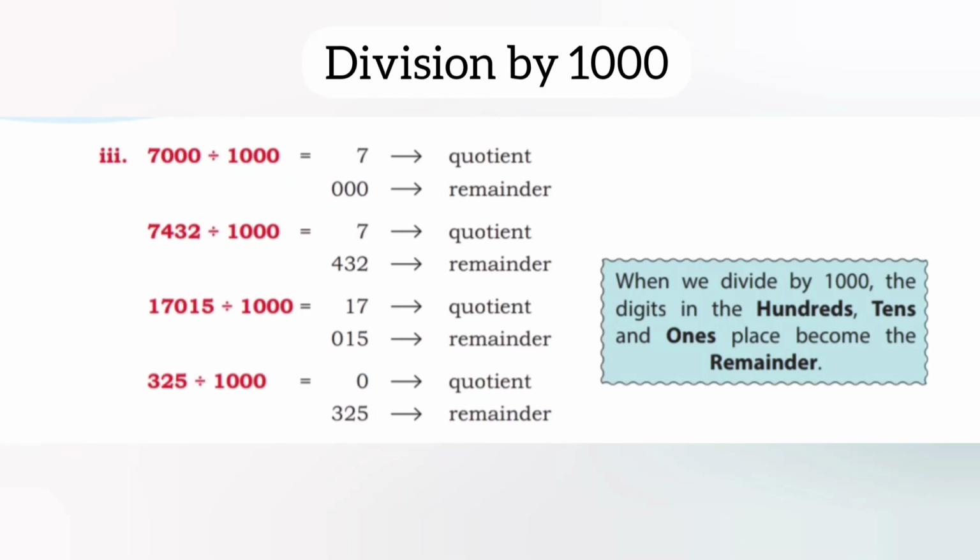What about 17015 divided by 1000? Go ahead and solve it. What do you think is the quotient? 17. That's right, because 015 is your remainder, the 3 digits. And the last one, 325 divided by 1000. Now you tell me, what is the quotient? That's right, 0 is your quotient because you have only 3 digits, which is your remainder. 325 is your remainder.